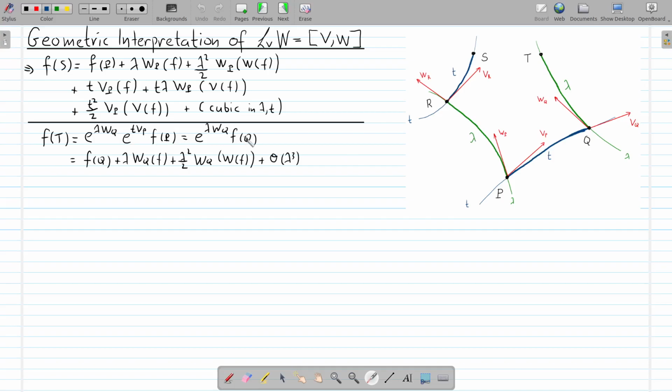So let's consider first this term here, which is this one, f of q is this one. So we expand it in a similar fashion like we did with f of s, and we obtain this expansion here. Then f of q can be expanded in a similar fashion as shown here.